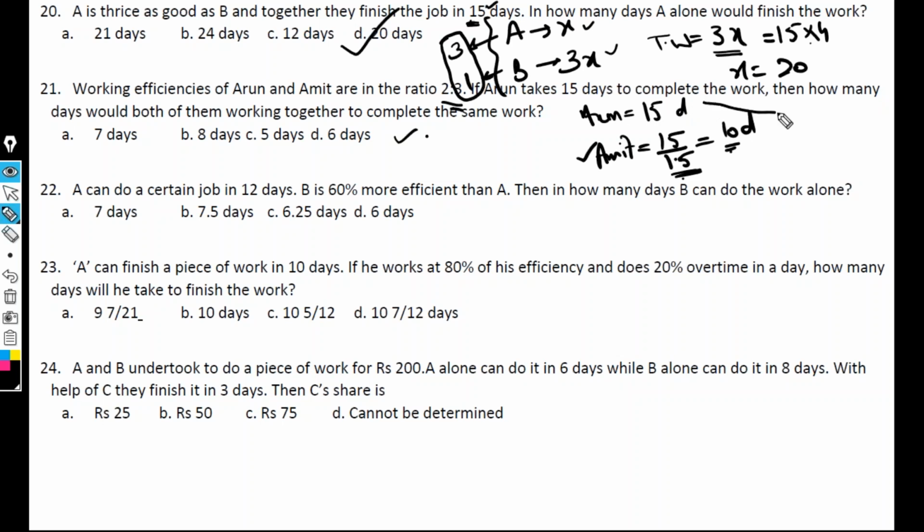So now LCM of 15 and 10 is 30. And we know Arun will complete 2 units in one day. Amit will complete 3 units in one day, which adds up to 5. So 30 by 5, answer is 6 days. A ratio of 2 is to 3 is for Arun to Amit. So Amit will be 3 by 2 times as efficient as Arun. So 3 by 2 is 1.5.